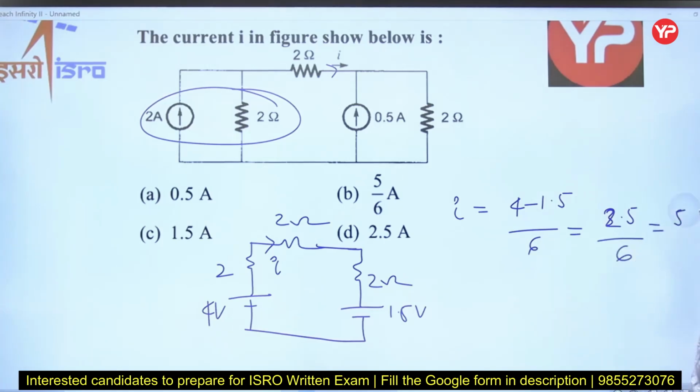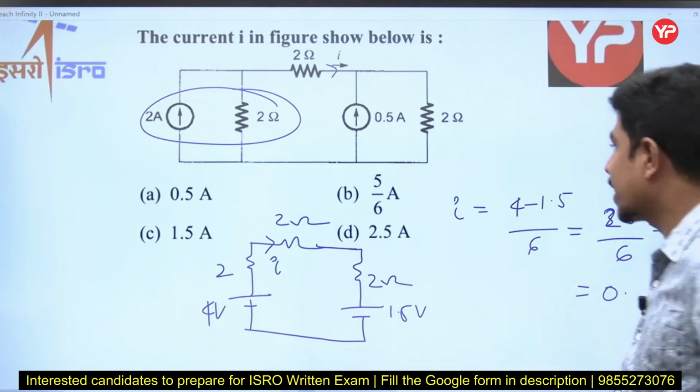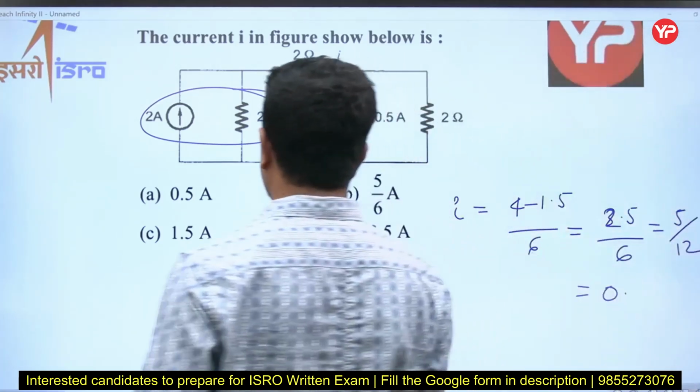So 2.5 by 6 is 5 by 12. Let me calculate with the calculator, but you must do it without a calculator. 5 divided by 12 is approximately 0.41. But the options are not exactly matching. Let us see why the options are not exactly matching.